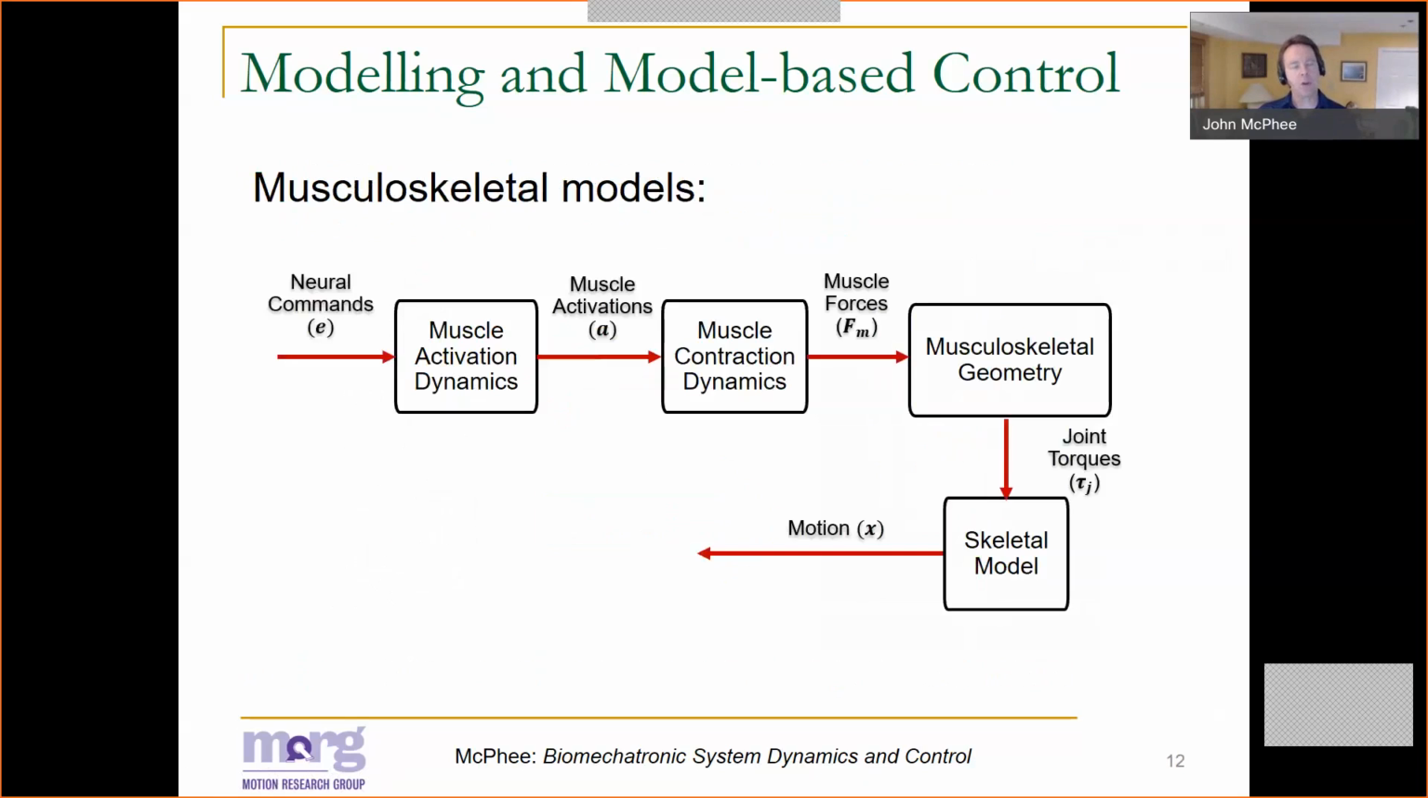In terms of the human model, the musculoskeletal part has been tackled for the last couple of decades, and so we're starting to have a good understanding of how neural commands in the form of muscle excitations get mapped to muscle activations, which create muscle forces. And then through the geometry of the muscles crossing joints, we can obtain joint torques, which drive a multi-body skeletal model of our human. And the output is motion.